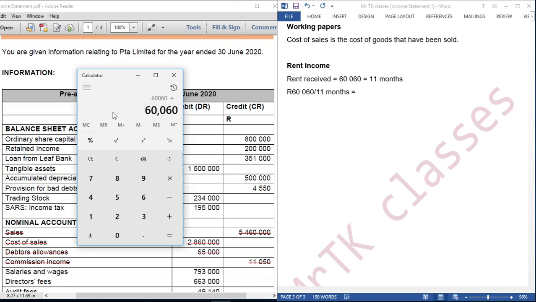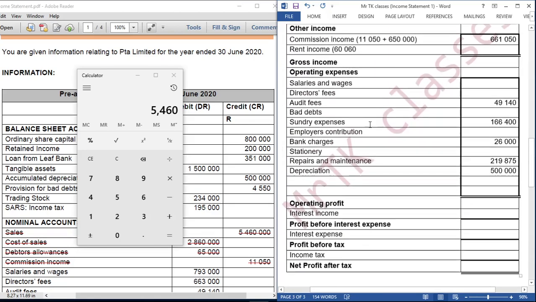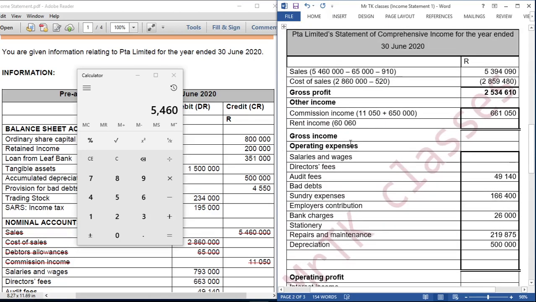60,060 divided by 11. Rent income per month is 5,460. Right? Okay, so this amount, 5,460, is our rent for June. Because remember, we are calculating our rent for June that we haven't received. And we want to record it here.